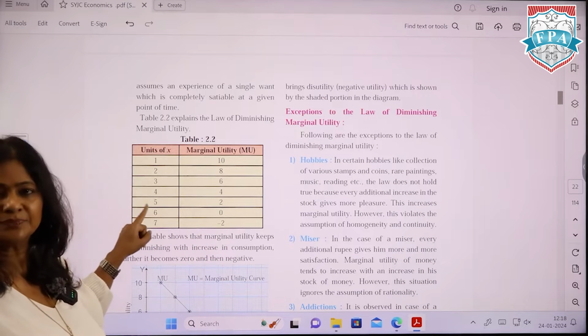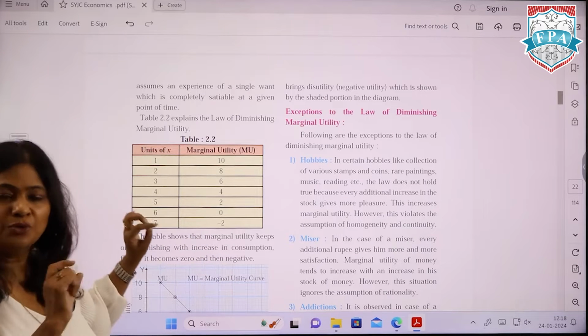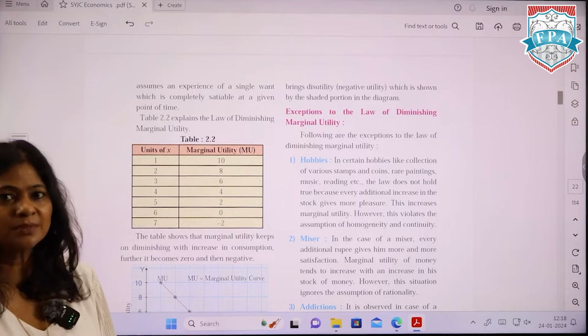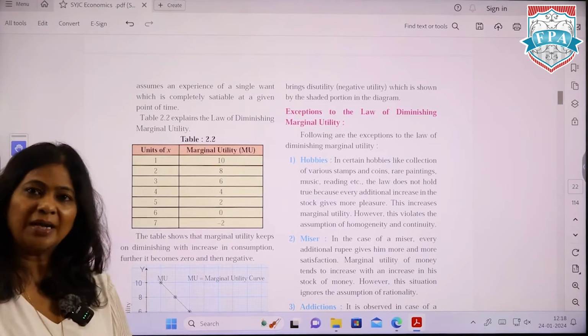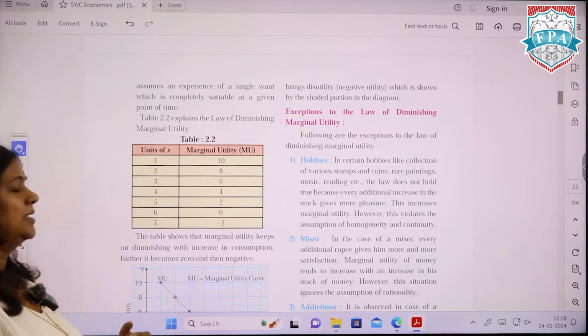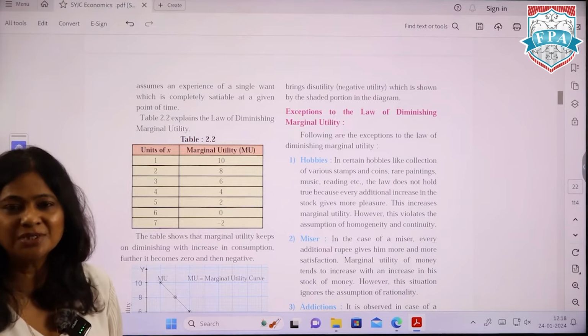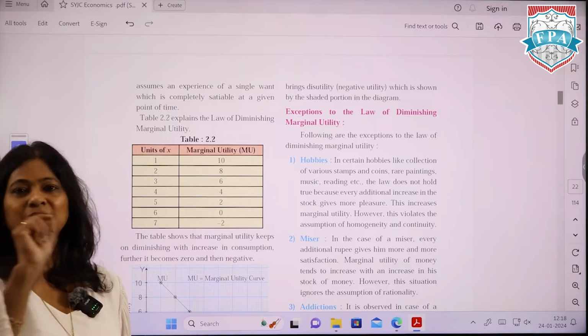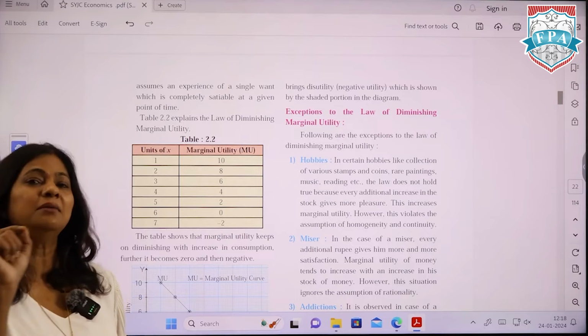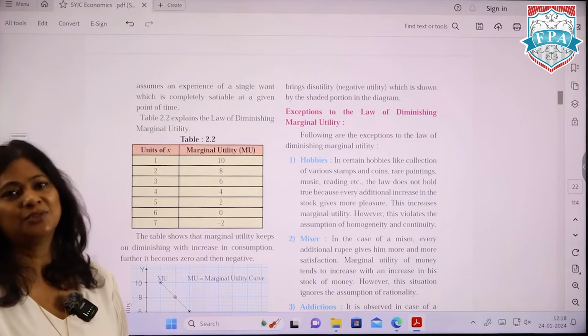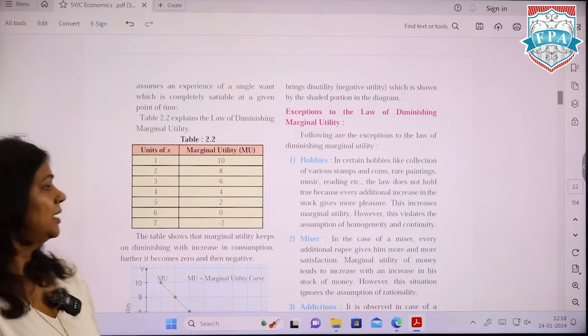Table zarur banana. Please, if you do not make a table, you won't get marks. If it is of higher marks, let's say 4 marks, then please write down the assumptions as well, and please write down the relationship between total utility and marginal utility as well in order to get better marks.